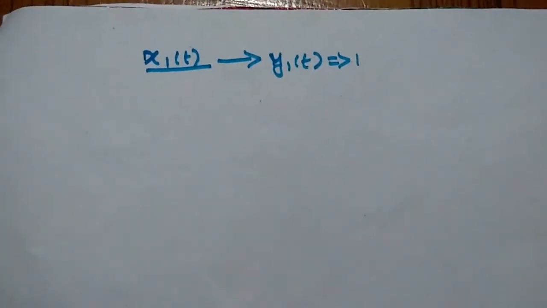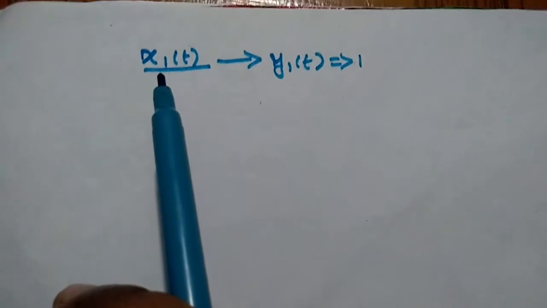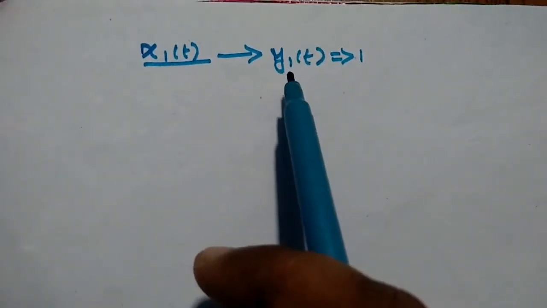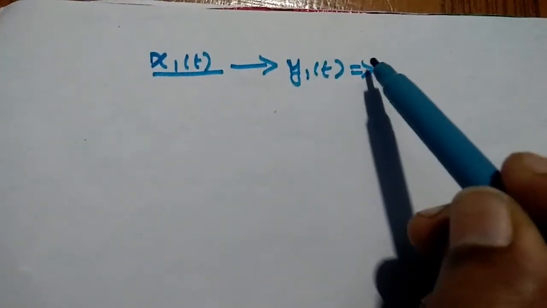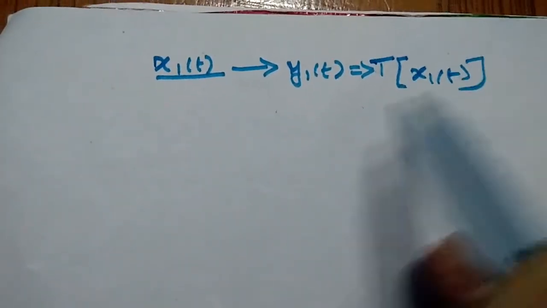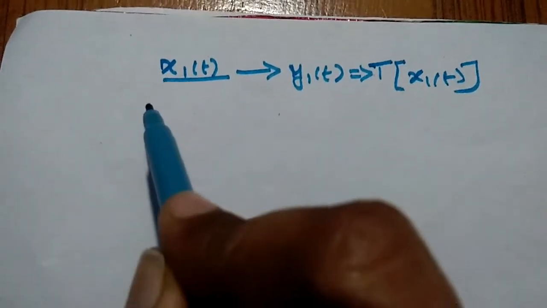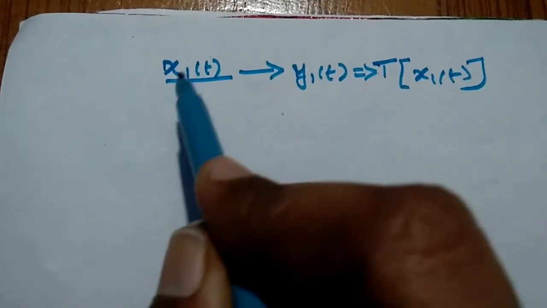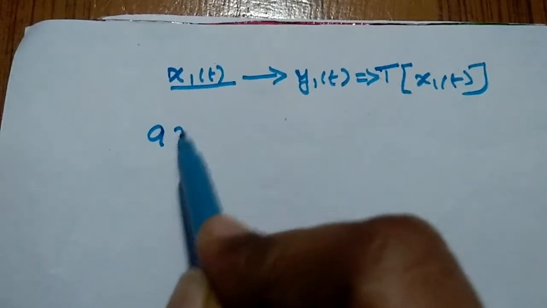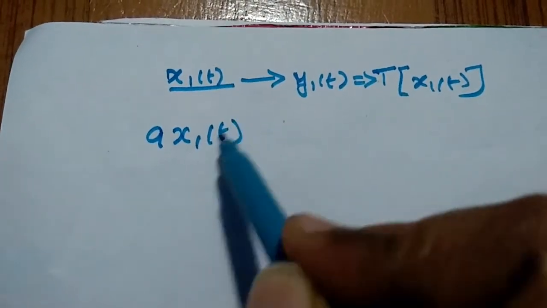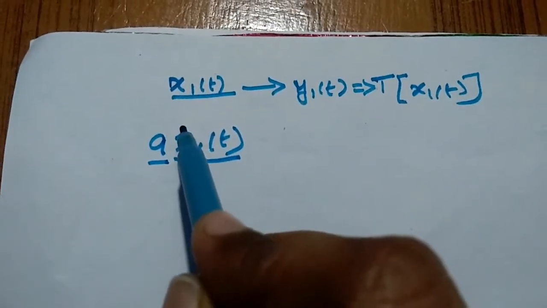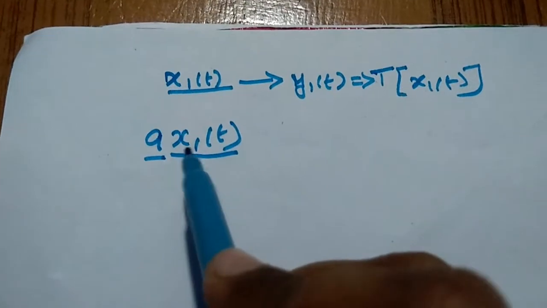Here, consider the input signal x1 of t. For the input signal x1 of t, the output signal is y1 of t, which can be represented as the transformation of x1 of t. Now, if I multiply this input signal by a constant a, its amplitude is increased. So it is called a weighted signal.